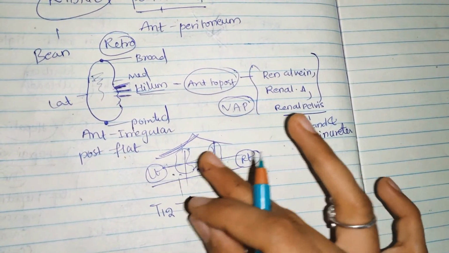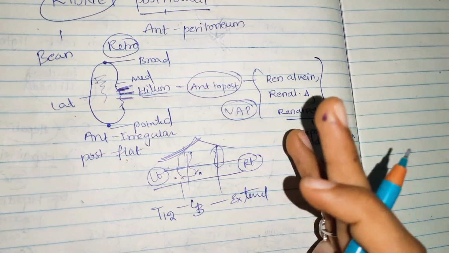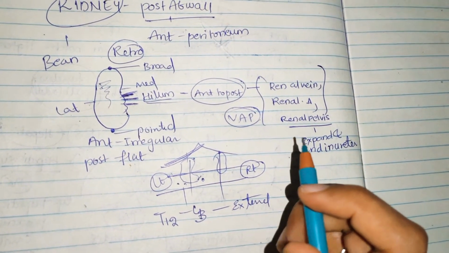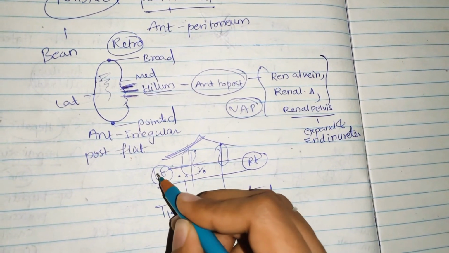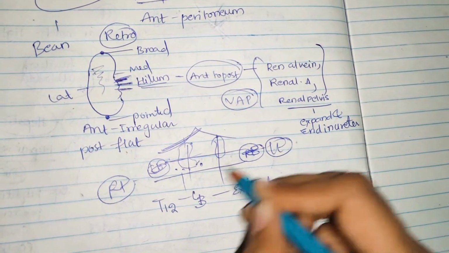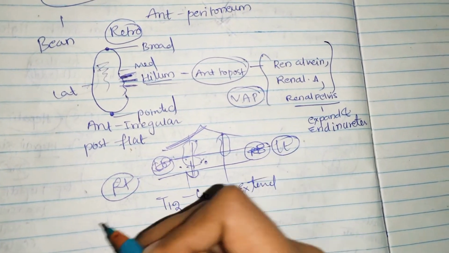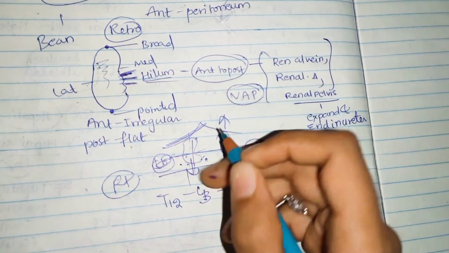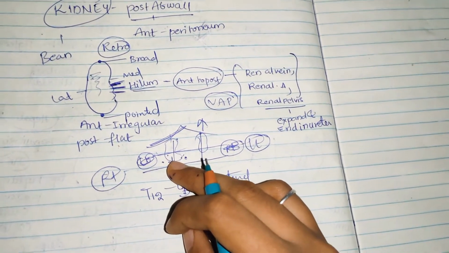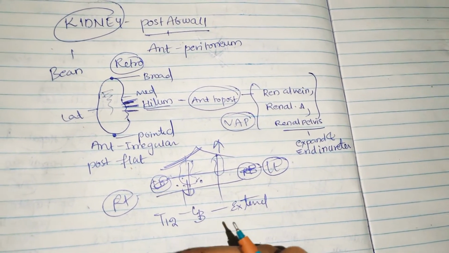If you observe the right and left kidney, the right kidney is lower than the left kidney. You can see the right kidney, this is the right side, this is the left side. The right kidney is somewhat lower, but the left kidney is higher. So remember, the left kidney is in a somewhat higher position compared with the right kidney. This you need to remember.